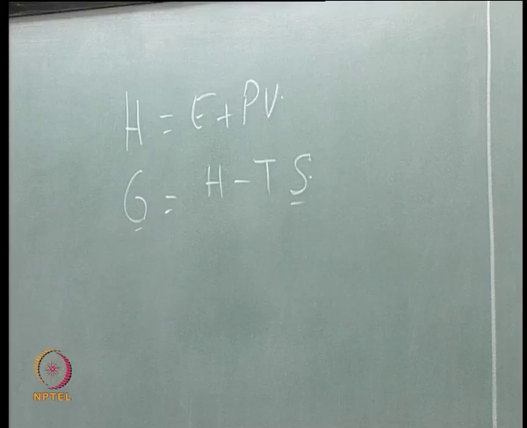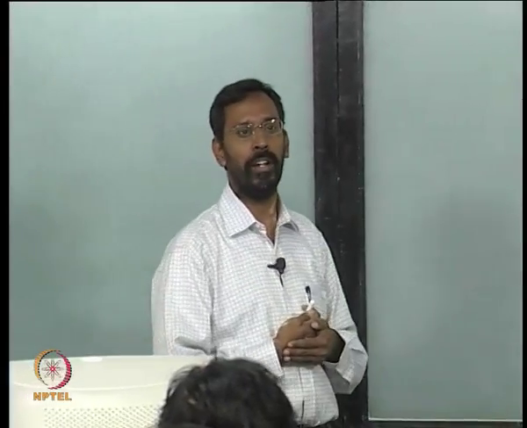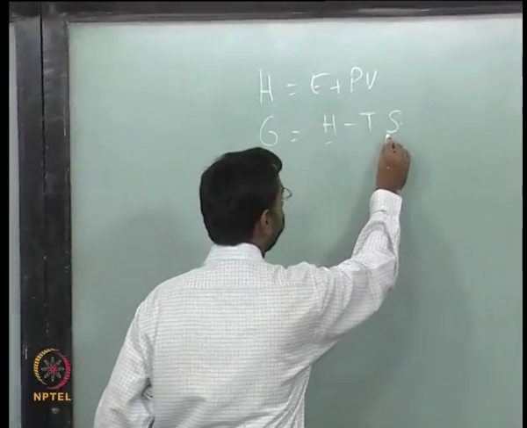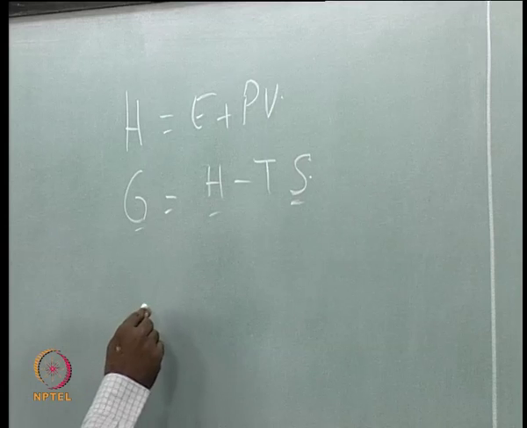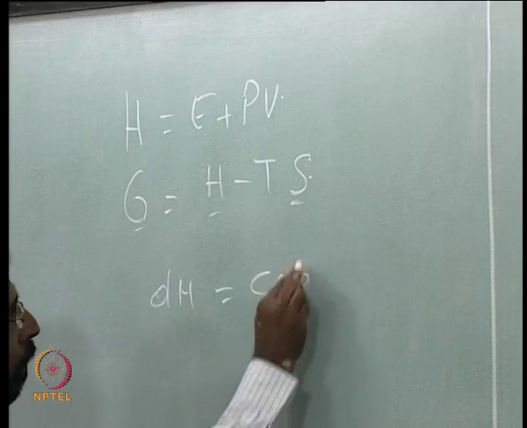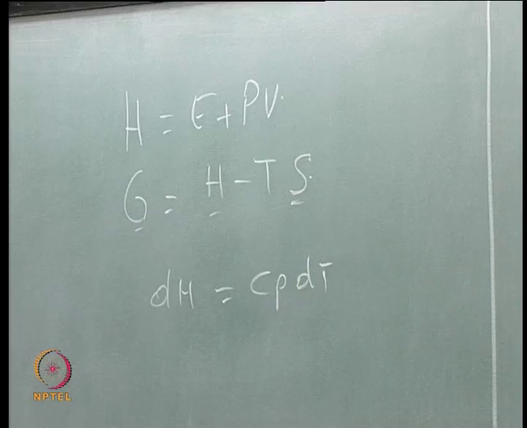Let us go into a little more detail and see how to represent free energy as a function of temperature, and how that gives us information about the stability of phases. To understand that, first let us look at how to evaluate H and S. If you look at it, we all know that dH is Cp dT. This every one of you knows.